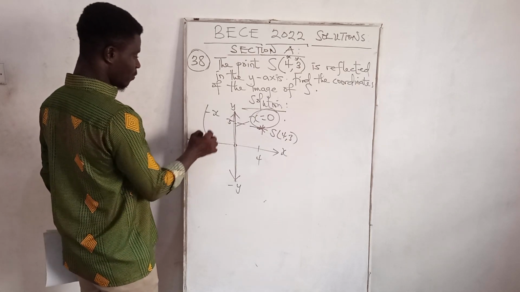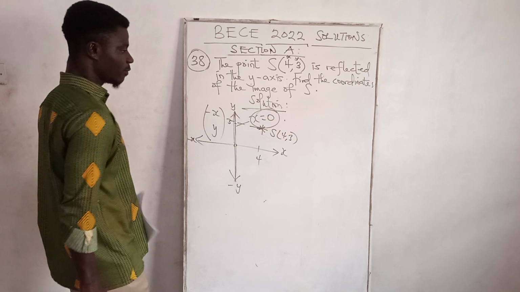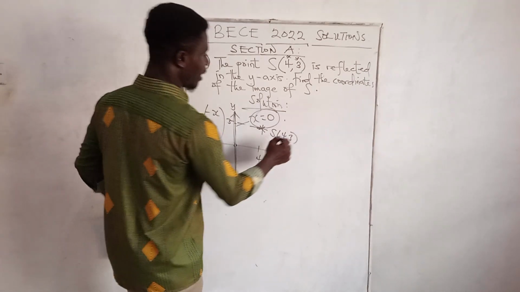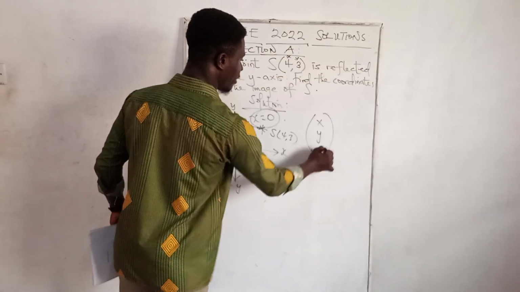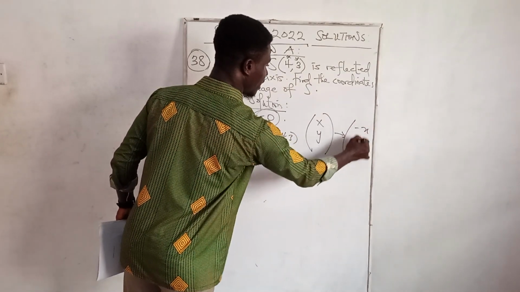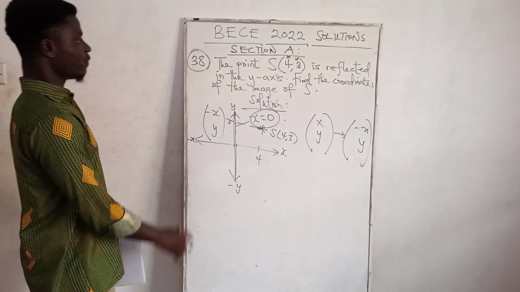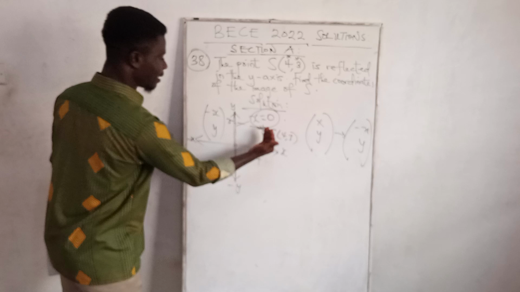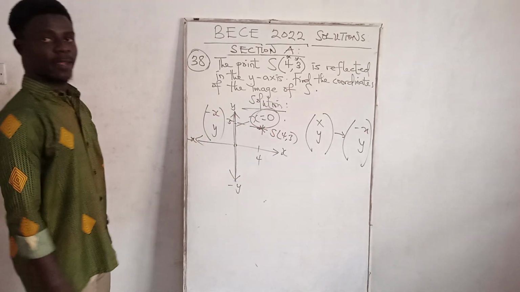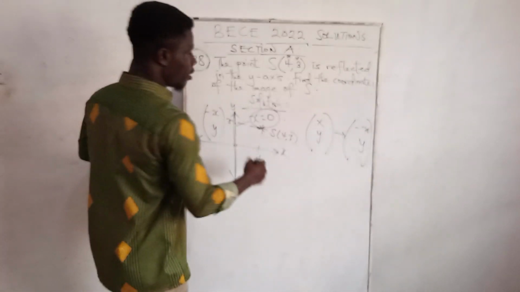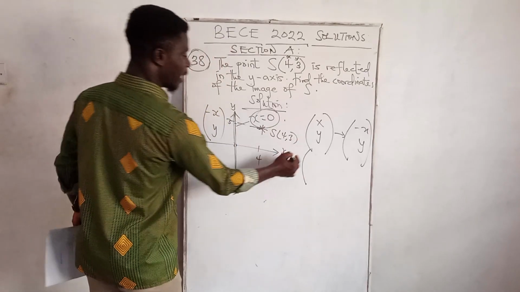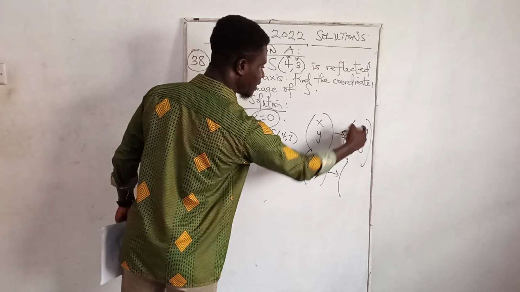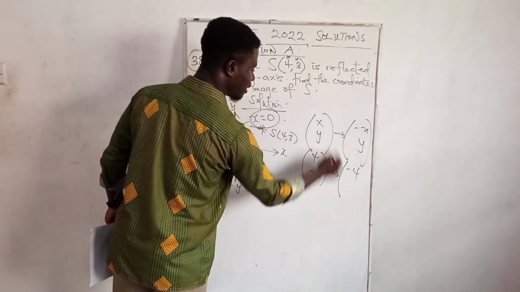Negative x, then positive y. Negative x, then positive y. So xy must go to what? Negative x, y. Negative x, y, since it is reflected on the what? Y-axis. If the point is here, it comes there. Right.